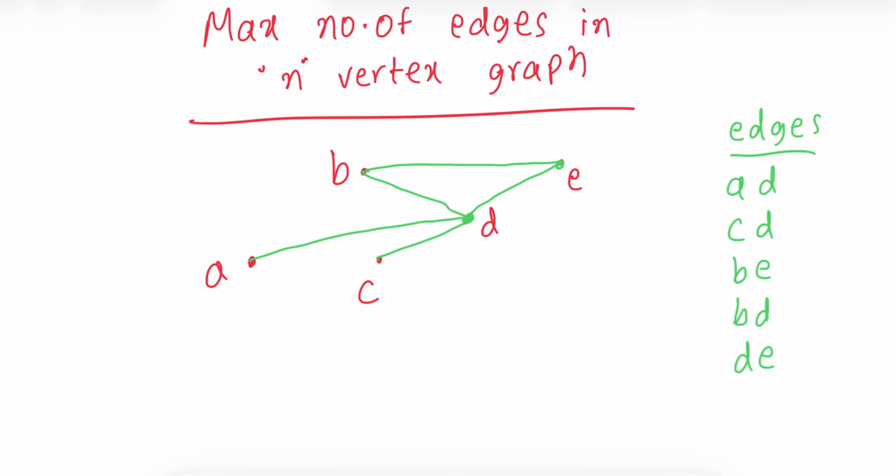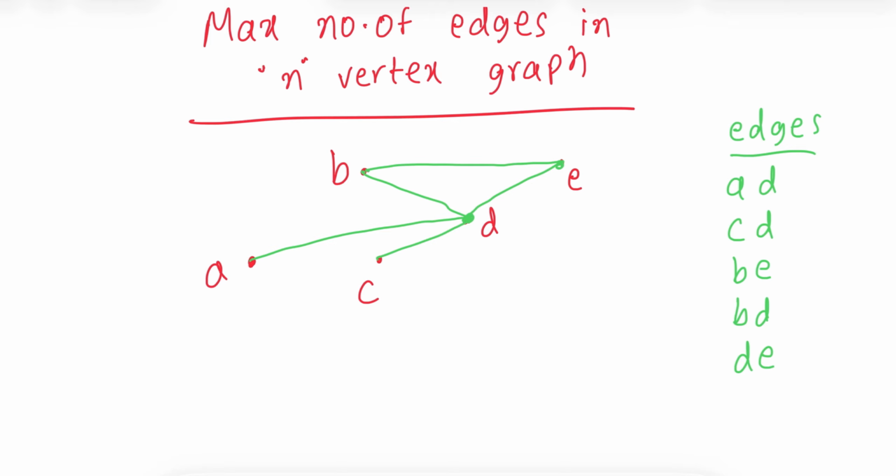Okay, so in this video, we'll see how to find out the max number of edges that can be possible in an n vertex graph. So here I have a picture of a five vertex graph. The vertices are A, B, C, D, and E, and I have five edges: AD, CD, BE, BD, and DE. So in this graph I have five edges, but the question is, what is the max number of edges that you can possibly have?